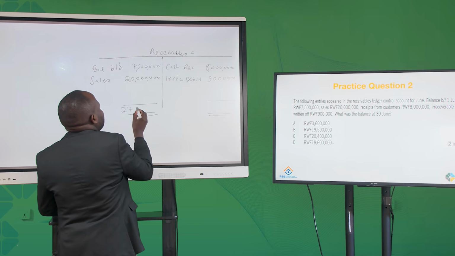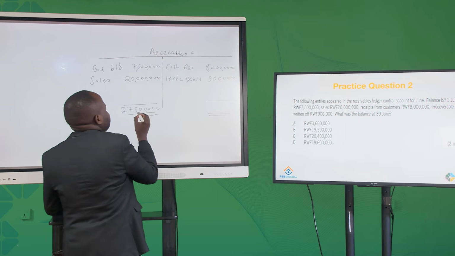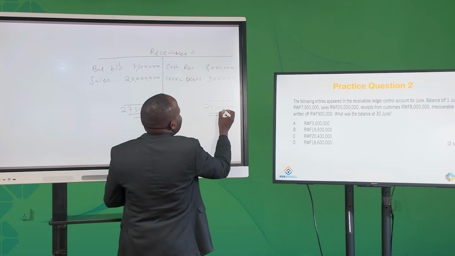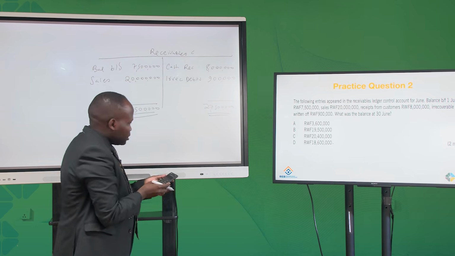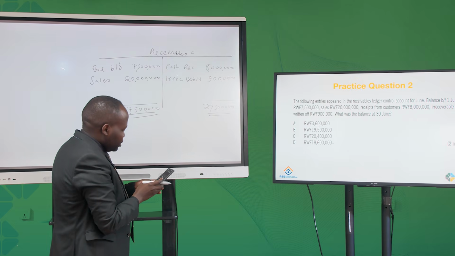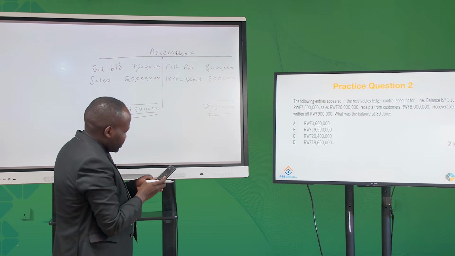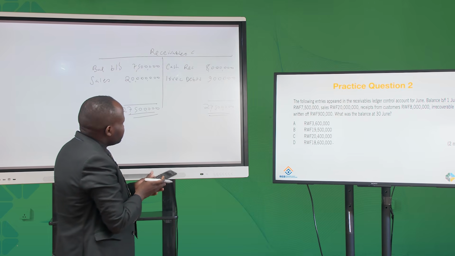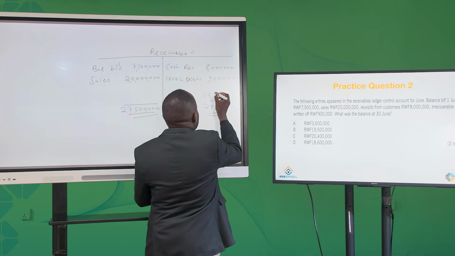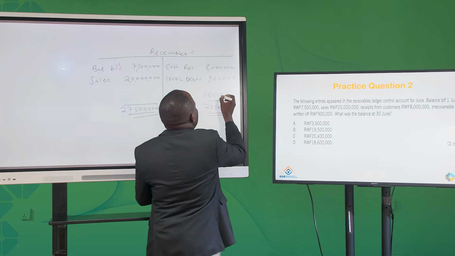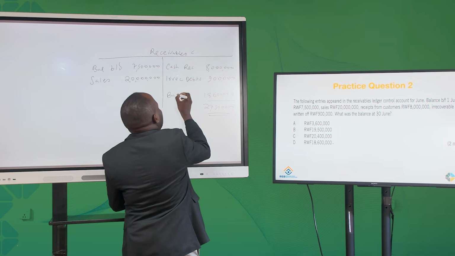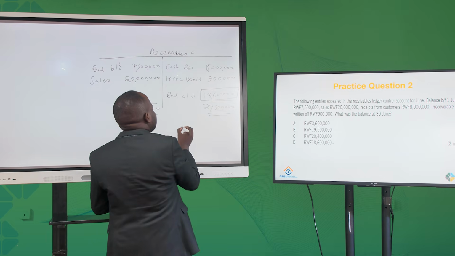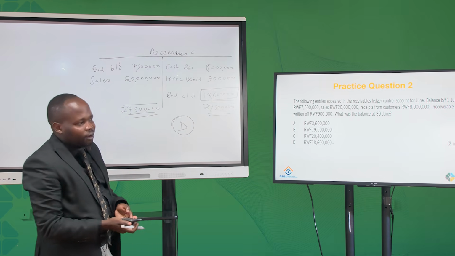This is 27,500,000, and then you minus that: 27,500,000 minus 8 million minus 900,000. It gives you 18,600,000 as our balance carried down. So our correct answer is D.